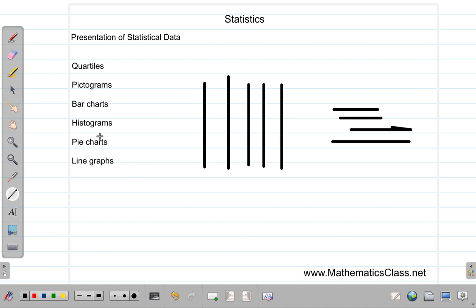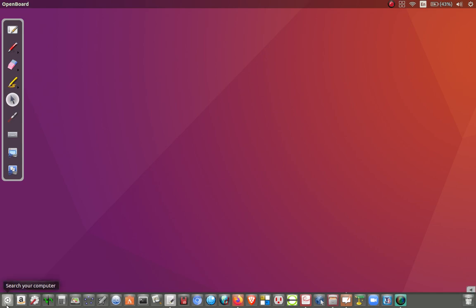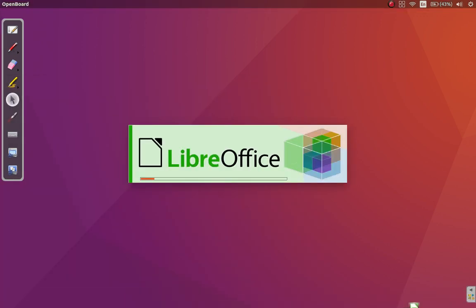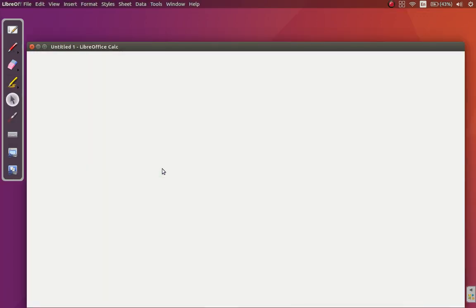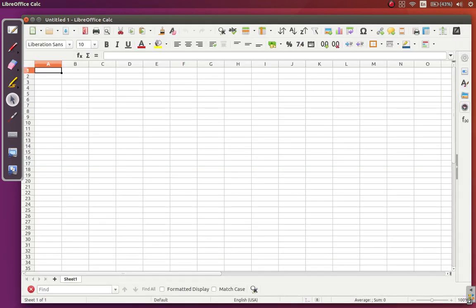All right, let's look at an example of using a software to generate some of these charts. Now, you can use Microsoft Excel, but I'm not using Windows or Microsoft products here. I'm using Ubuntu, right? The Ubuntu distribution of Linux operating system, where I use LibreOffice Calc. It's an alternative to Microsoft Excel, but they have similar features. All right.